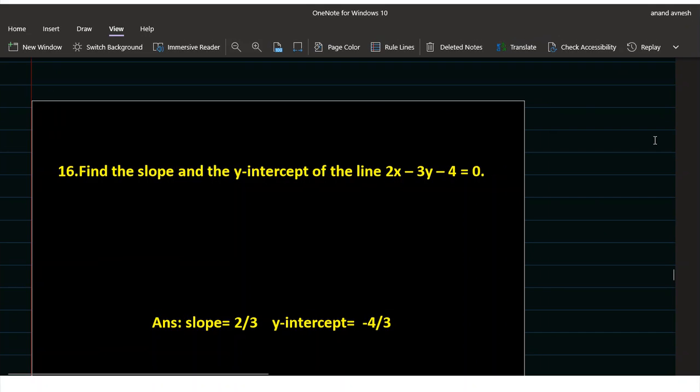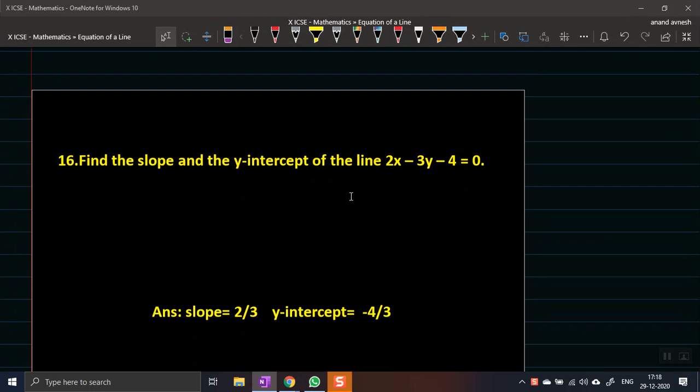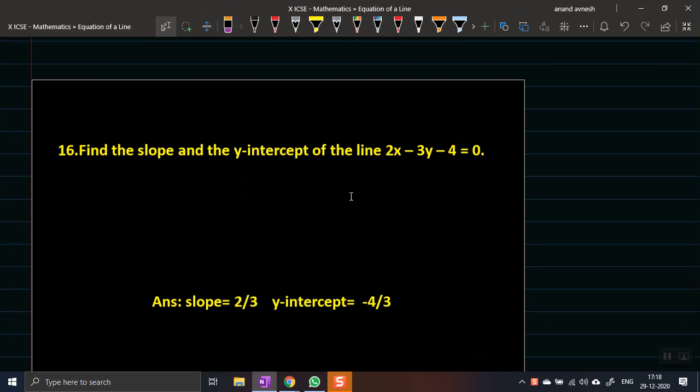Okay, so just a moment. We were on equation of a line. ठीक है? Few questions were left from equation of a line. Let's first finish that.